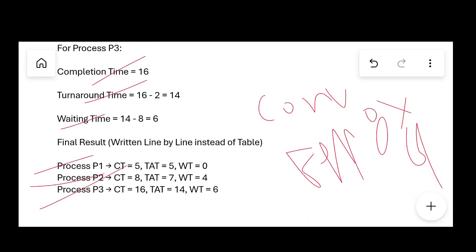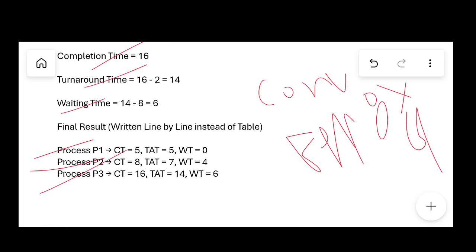So basically process P1 has completion time 5, turnaround time 5, and waiting time 0. Process P2 has completion time 8, turnaround time 7, and waiting time is 4. And process P3 has completion time 16, turnaround time 14, and waiting time is 6.